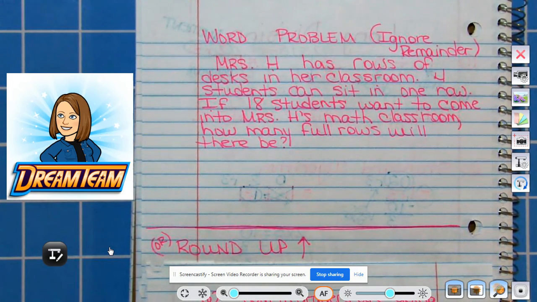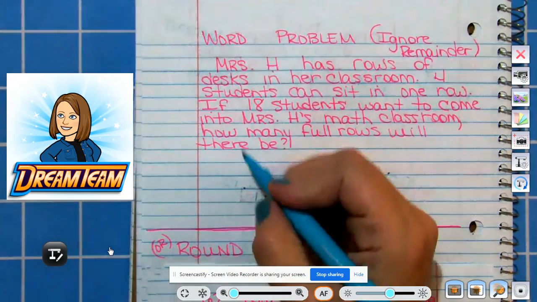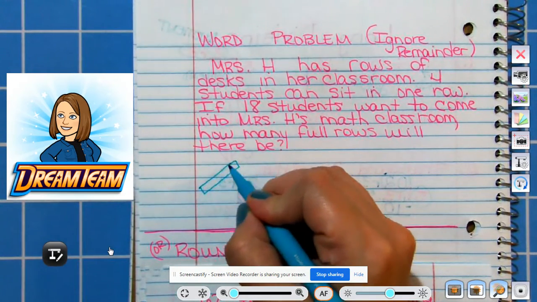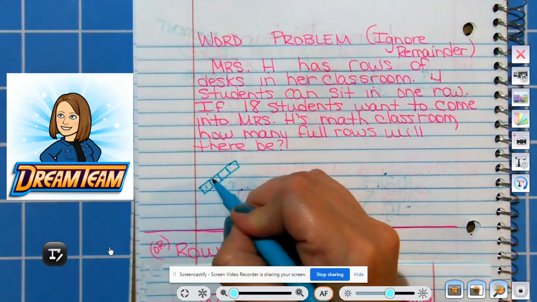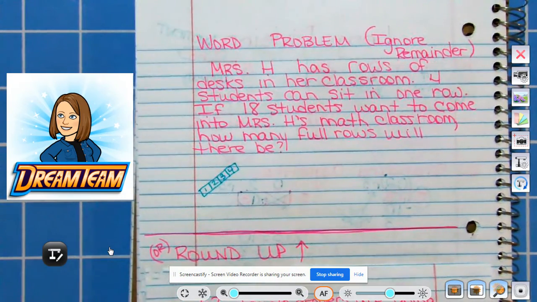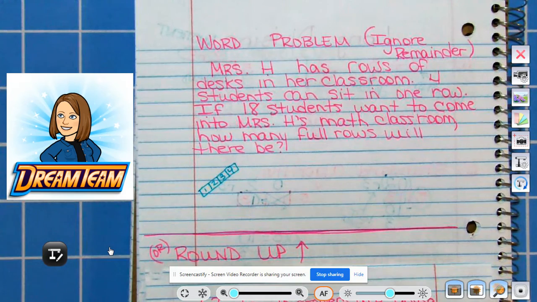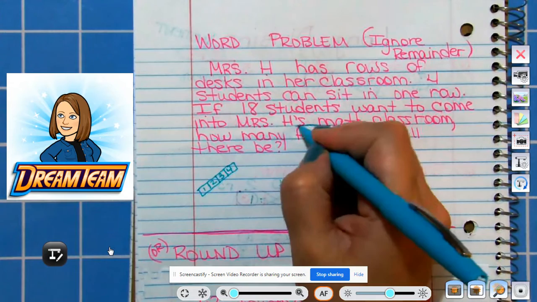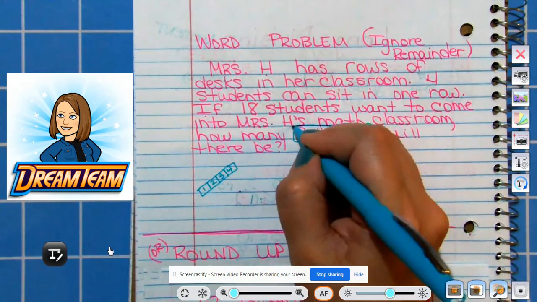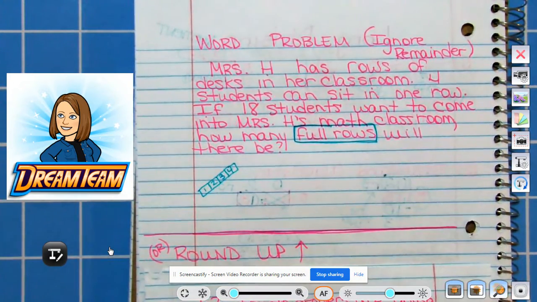Mrs. H has rows of desks in her classroom. 4 students can sit in one row. So if this is a row, 1, 2, 3, 4. 4 students can sit in one row. If 18 students want to come into Mrs. Henderson's class or her math classroom, how many full rows will there be? How many full rows? That's important. Full rows. 1, 2, 3, 4.